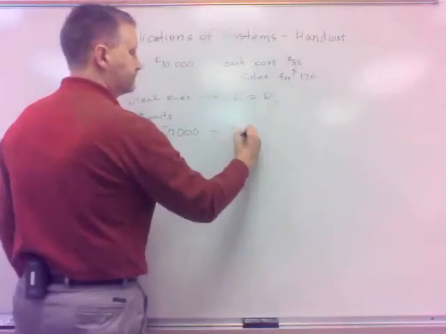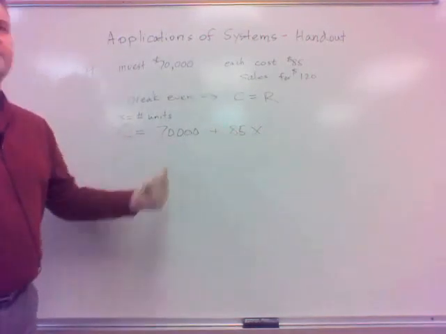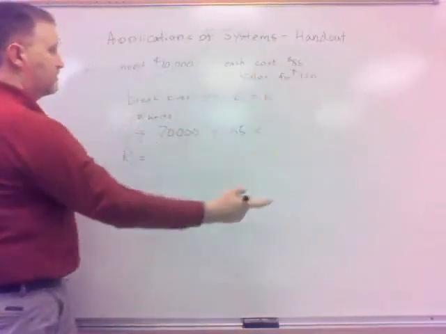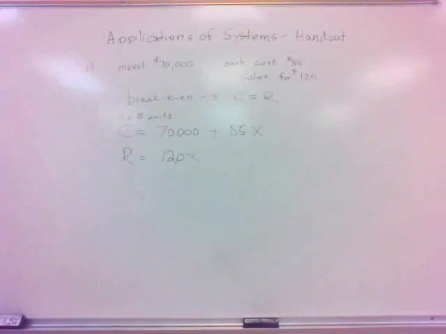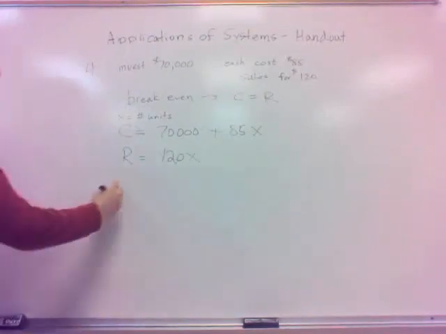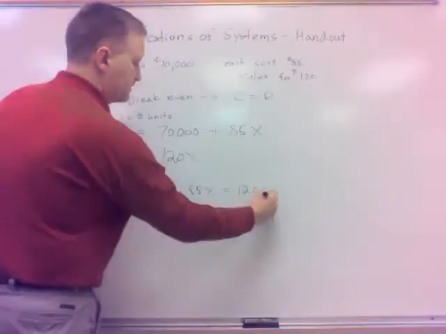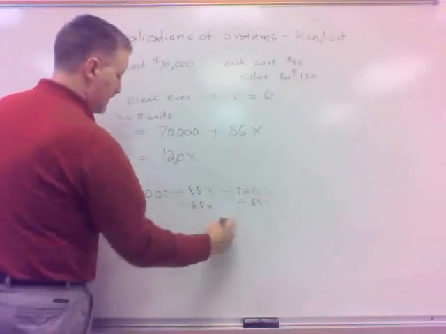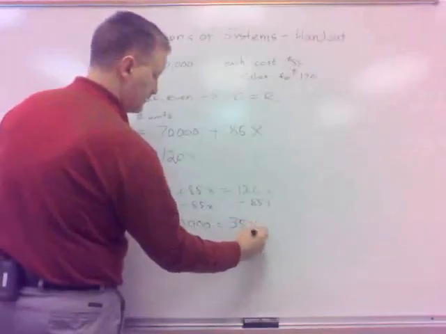However many units I produce, I've got $85 for each one. So 85x plus the initial 70,000. The revenue then, well, I sell them for 120. So the revenue I get is 120 times the units, right? 120x. So I want to break even, set them equal, right? 70,000 plus 85x equals 120x. Subtract the 85x. 70,000 equals 35x. Hey, how about that?